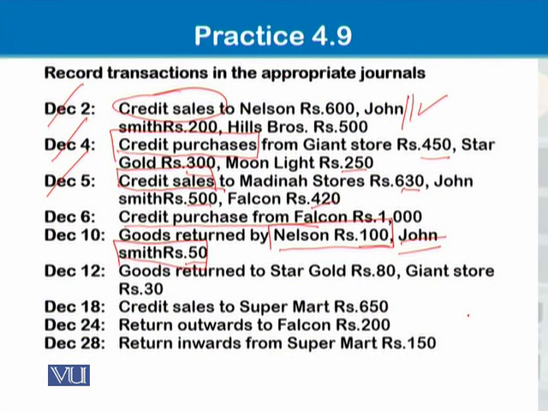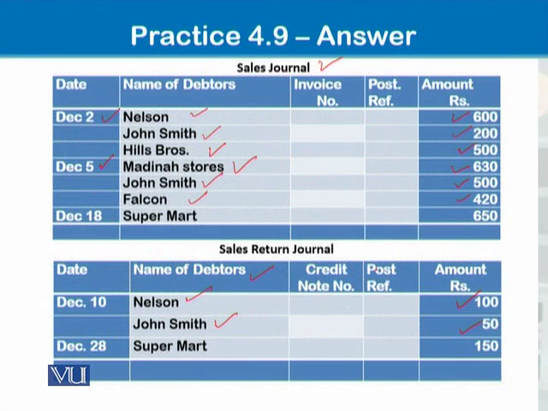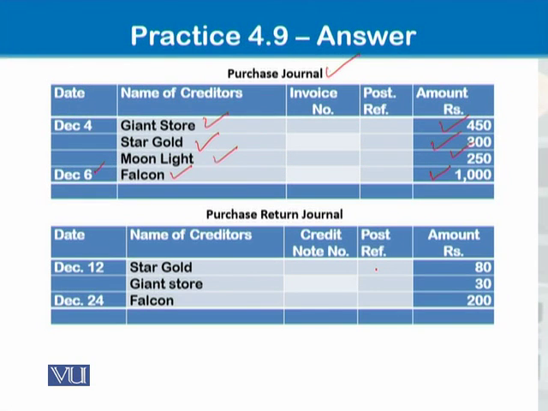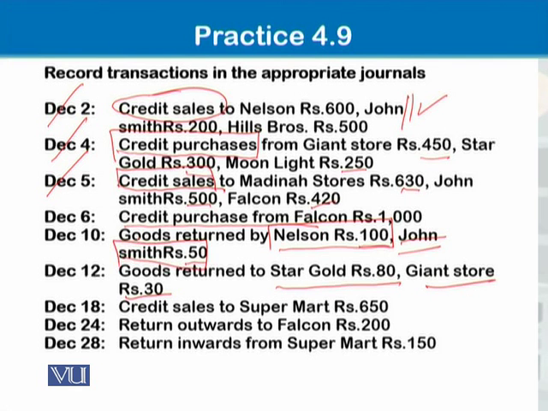Okay. Next comes goods returned to Star Gold 80 and Jan Store 30. So we have returned goods, which are purchases returned. We purchased from these suppliers, and now we have returned goods to them. So these are purchases returned, Star Gold and Jan Store, 80 and 30, on 12th of December.